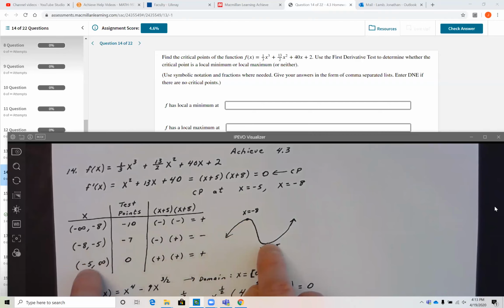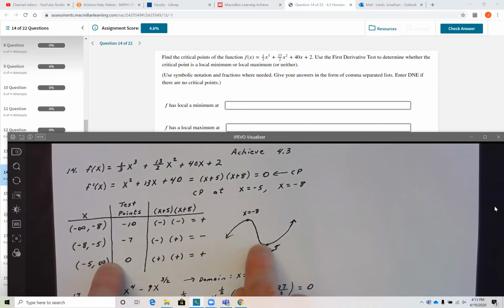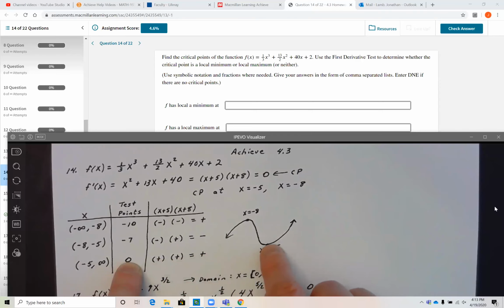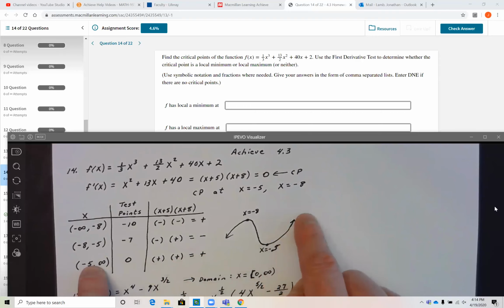Then I can say, well, okay, what happens from -5 to infinity? It's possible that it would decrease again, but as you can see, it doesn't. The reason it doesn't is because when you plug in the test point 0 into these two factors, both of the factors are positive. And we know a positive times a positive is a positive. Anywhere where the first derivative is positive, the original function is increasing. So it's going to be increasing from -5 to infinity.